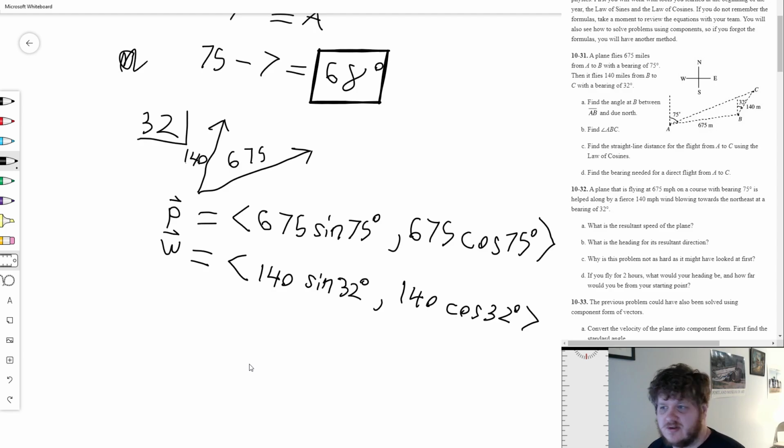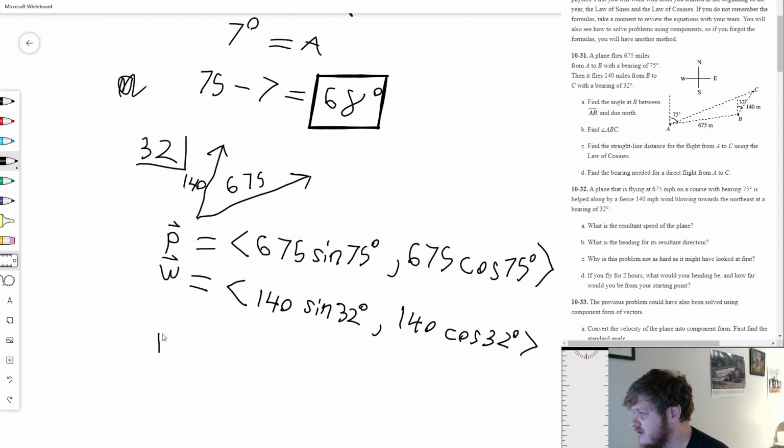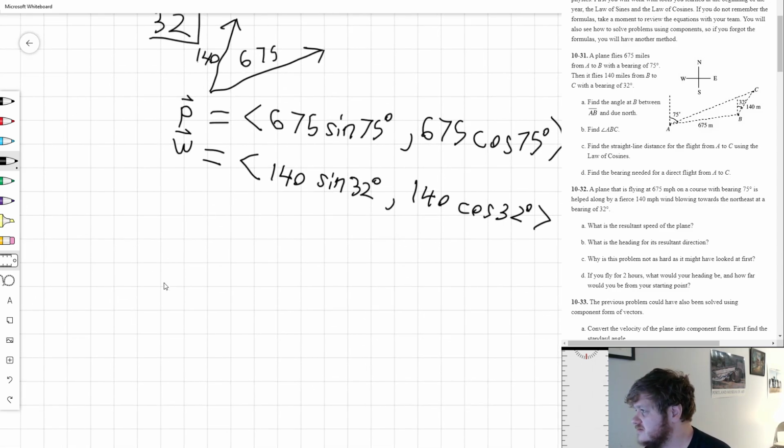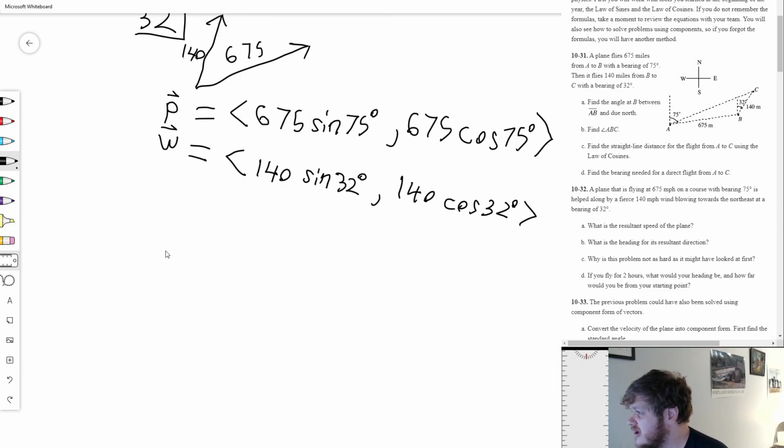And let's go ahead and get those into real numbers. So let's plug it into our calculators. So our plane, vector P, we get 652, comma, 174.7.